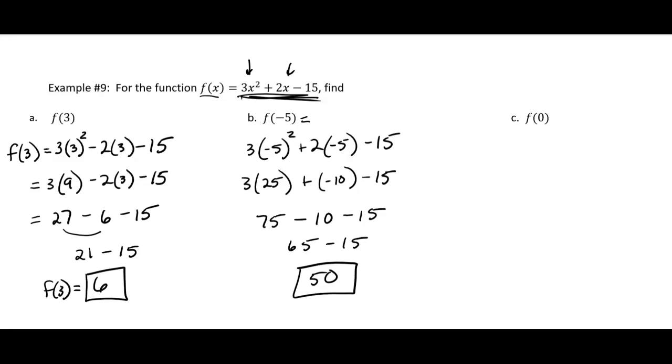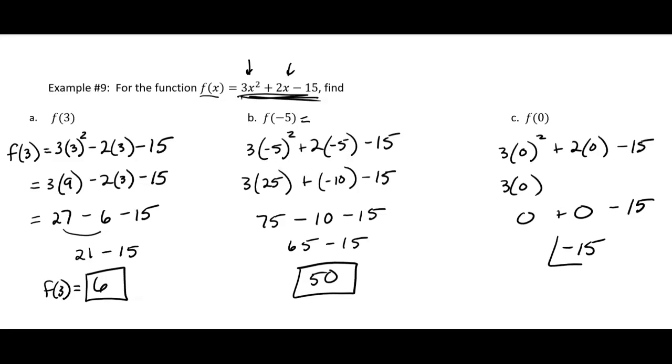All right, the last one, f of 0. So it's 3 times 0 squared plus 2 times 0 minus 15. But 0 squared is just 0. 3 times 0 is just 0. 2 times 0 is 0. And so you just get minus 15. Okay, so that's how you evaluate the function when it's a polynomial. There you go.